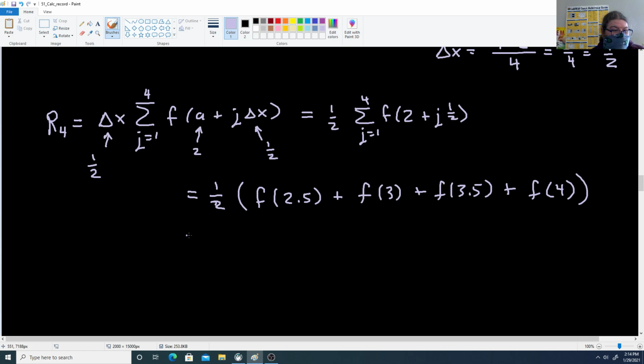So this will equal 1/2. The function that we're dealing with is x to the negative 1. So it'll be 2.5 to the negative first plus 3 to the negative first plus 3.5 to the negative first plus 4 to the negative first. So when we do that, type that in my calculator.